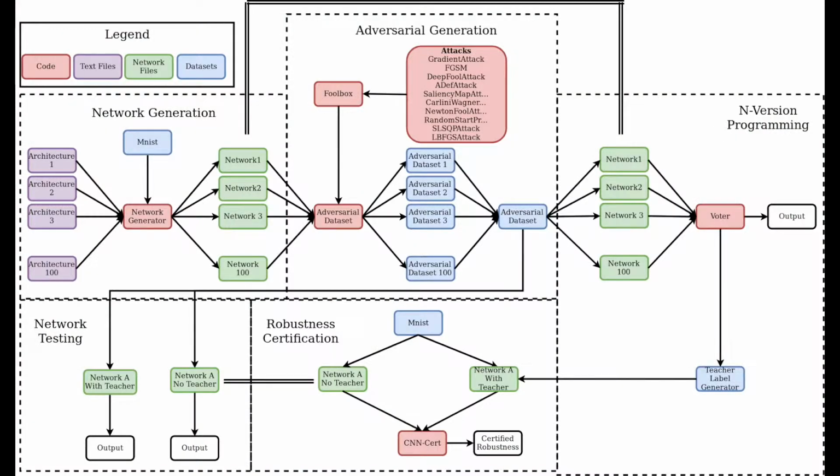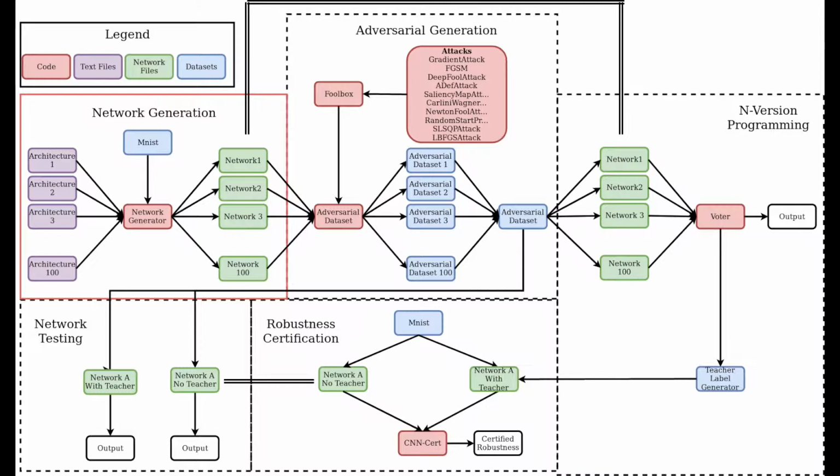Our system consisted of 5 components: network generation, adversarial generation, inversion programming, robustness certification, and network testing. The goal of this was to create networks, which we then generated adversarial data for. We would then connect the network into an inversion setup and test to see if it was more robust than an individual network. This inversion setup was then distilled into a single network and fully tested again.